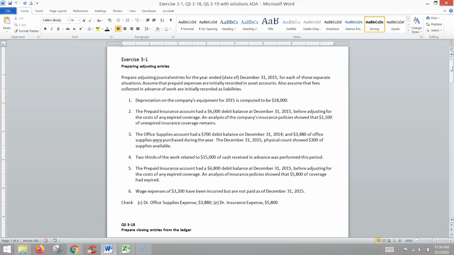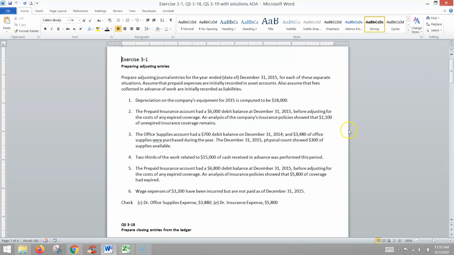On 2, the prepaid insurance account had a $6,000 debit balance at December 31st, 2015, before adjusting for the cost of any expired coverage. So we have paid $6,000 for insurance in advance of incurring that expense. So now we're going to look at the account to determine how much of that insurance has expired. How much do we need to record as expense? An analysis of the company's insurance policies showed that $1,100 of unexpired insurance coverage remains.